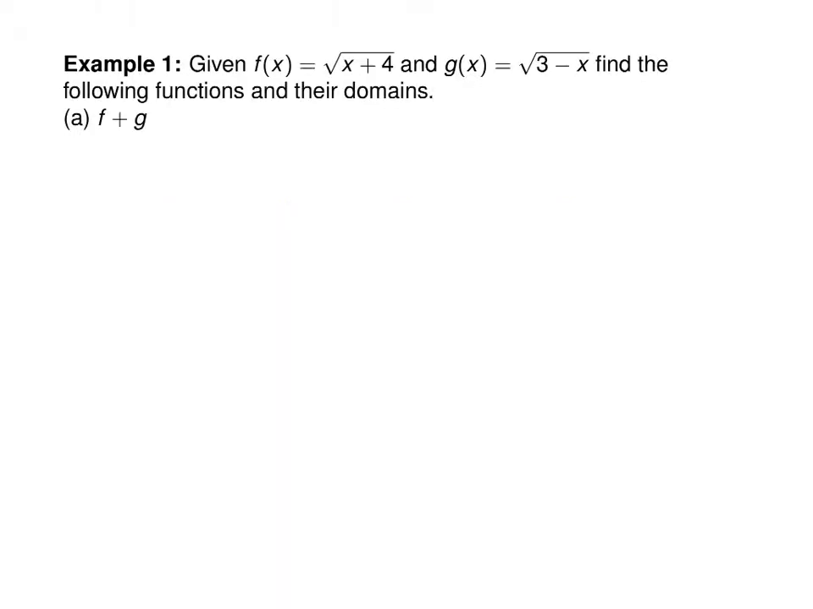All right, so we're gonna talk about operations on functions again. And this time I actually have slides. So given f of x is root x plus 4 and g of x is root 3 minus x, find the following functions and their domains. So finding f plus g is not the hard part. The hard part is getting the domains. So first of all, what would f plus g be?